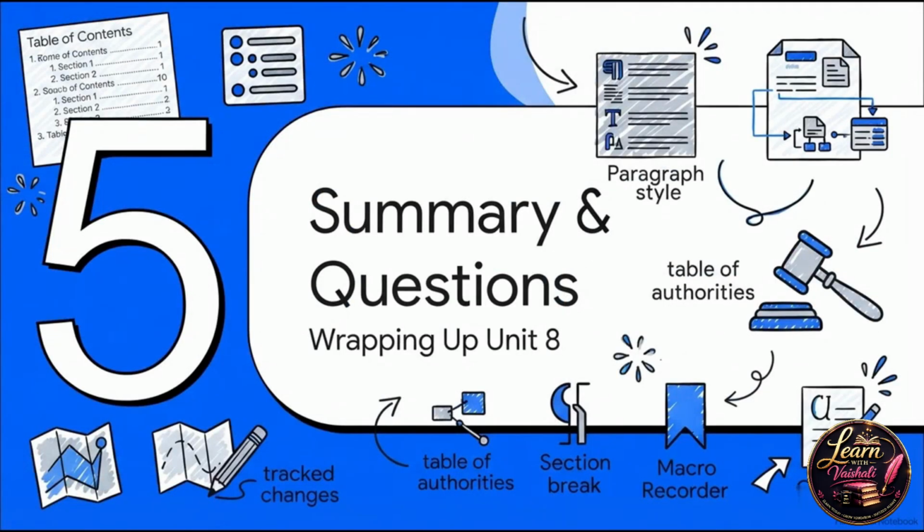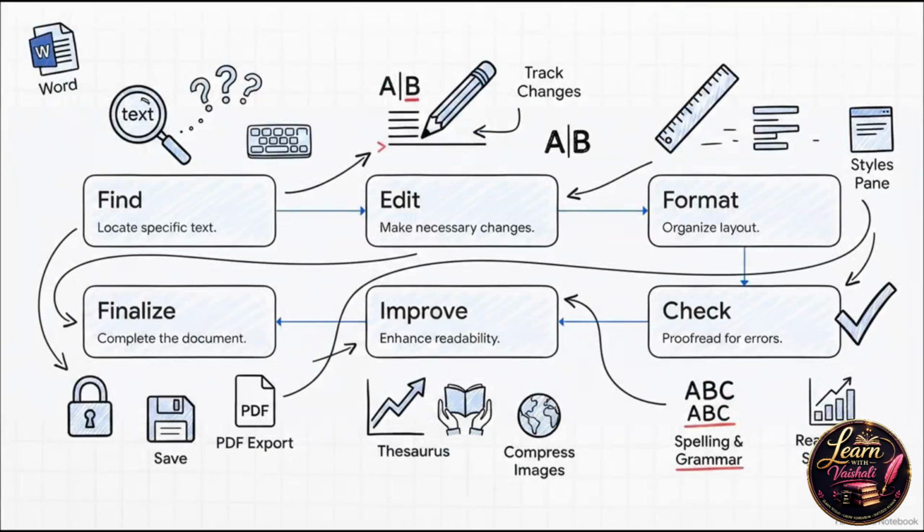And that brings us to our final section, Summary and Final Questions, as we wrap up Unit 8. We have covered a massive amount of ground today, looking at well over a dozen distinct features that Word offers. To make absolutely sure you retain all this information for your exams, I want you to focus on a very simple 6-step mnemonic. This is your ultimate takeaway for the entire workflow. Ready? Find, edit, format, check, improve, finalize. I'll say it again. Find, edit, format, check, improve, finalize. Memorize this sequence, because if you remember these 6 steps, you will easily remember the purpose of every single tool we discussed today, from the initial find command all the way down to the final formatting checks.